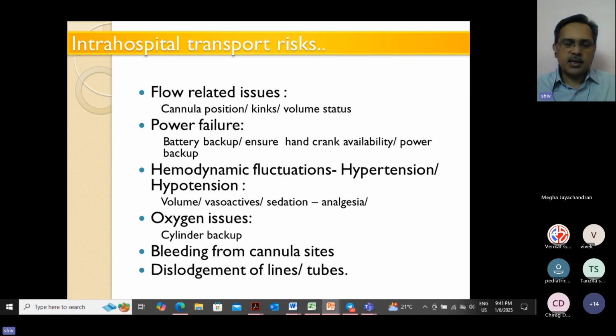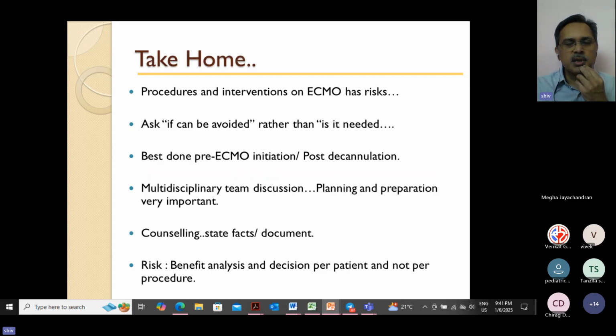Oxygen issues can be there, so we need to have a good cylinder backup. Bleeding from cannula sites can happen because of the disturbance in the cannula positions. Dislodgement of lines and tubes can become a reality, so one needs to be very, very careful when we manage this transport. So take home message, procedural interventions on ECMO have high risks.